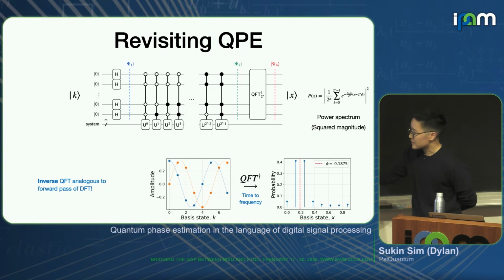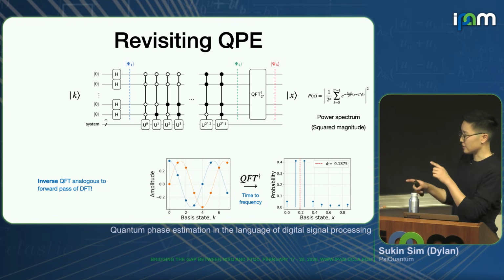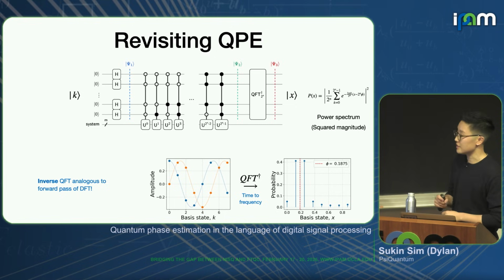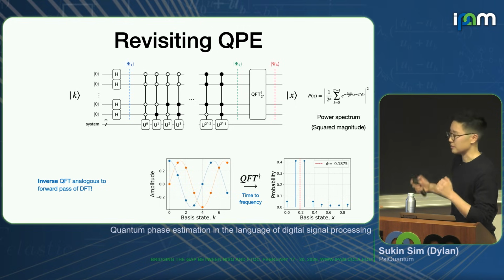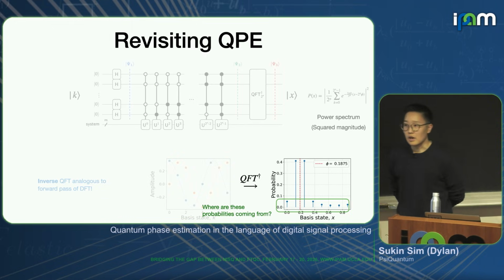But if you were to stare at this power spectrum, you might notice that there are 2 dominant peaks about the true eigenphase that are shown by the red dotted line. But there are also these other peaks that are going on away from the expected peaks right here. So where are these probabilities actually coming from?